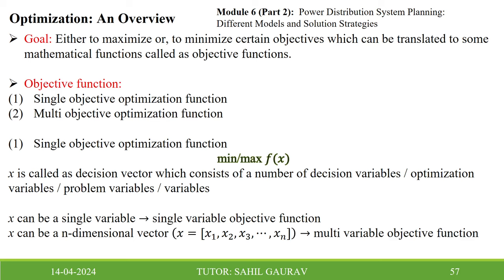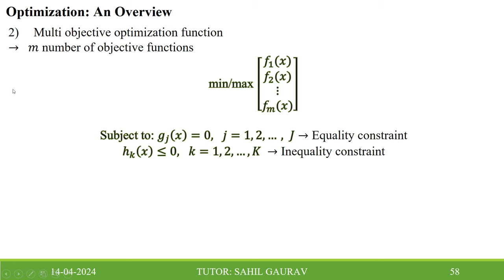And here this x is called decision vector, which consists of a number of decision variables, optimization variables, problem variables. The same x has different names. So x can be a single variable, which is called single variable objective function. And if x is an n dimensional vector, then it is called a multivariable objective function. And for multi objective optimization, from the name it has m number of objective functions, and this may have some constraints, equality constraints and inequality constraints. In equality constraints, the equal sign comes, while in inequality constraints, the less than or greater than sign comes.